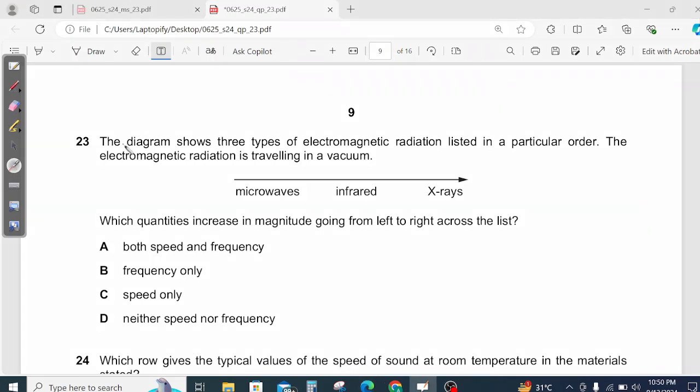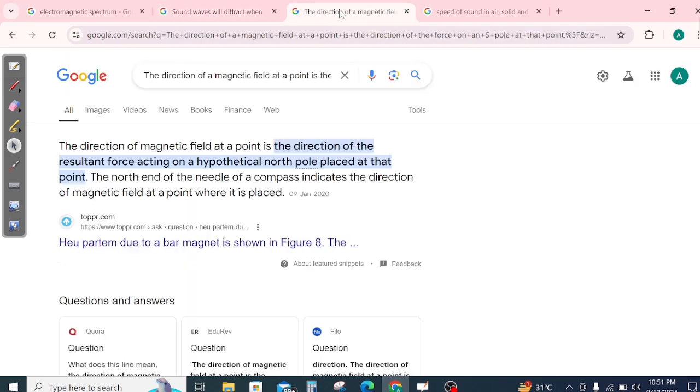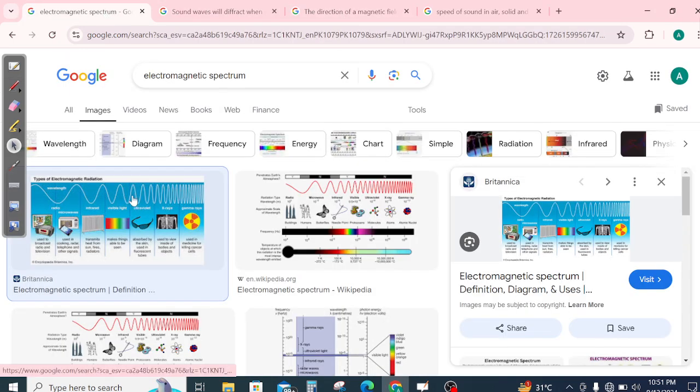So question number 23: the diagram shows three types of electromagnetic radiation listed in a particular order. The electromagnetic radiation is traveling in a vacuum. Which quantity increases in magnitude going from left to right across the list? I will show you the graph from Google. If you look at this diagram, moving from left to right, this is radio waves, then microwaves, infrared, visible region, ultraviolet, x-rays and gamma rays.